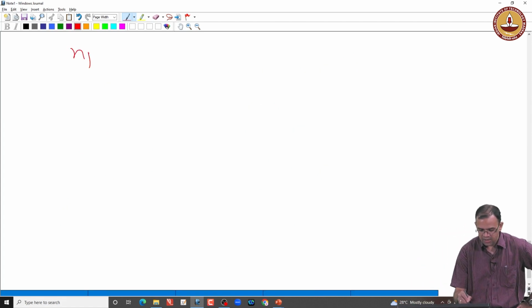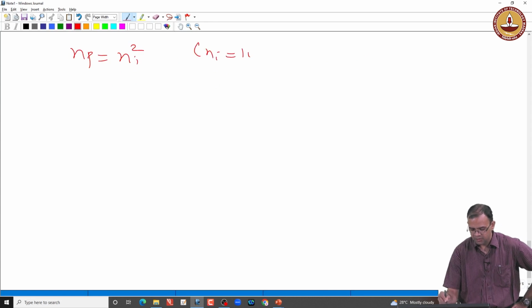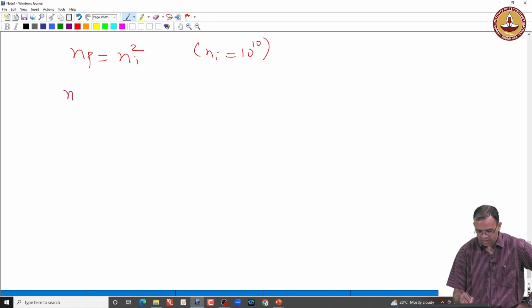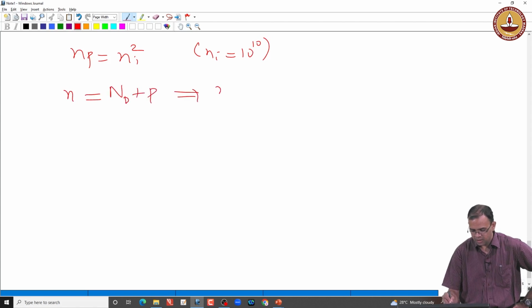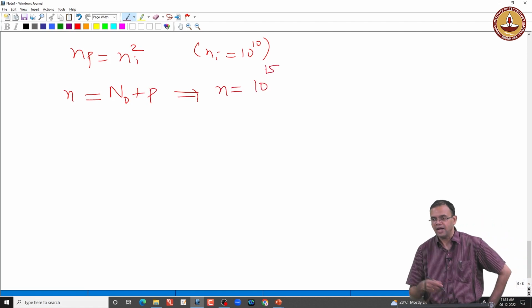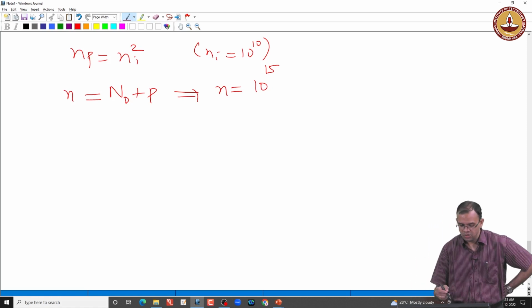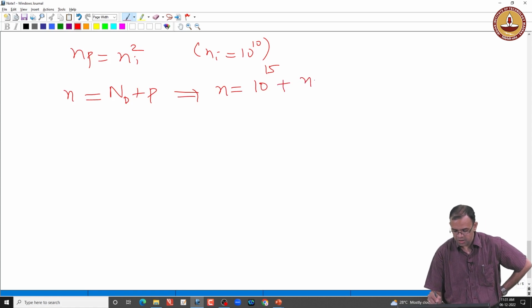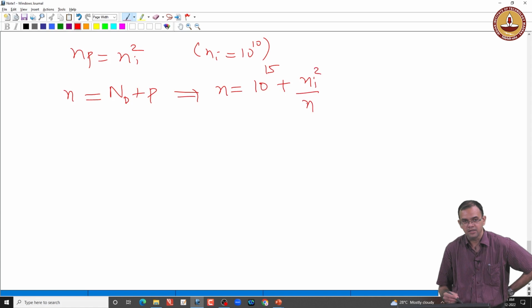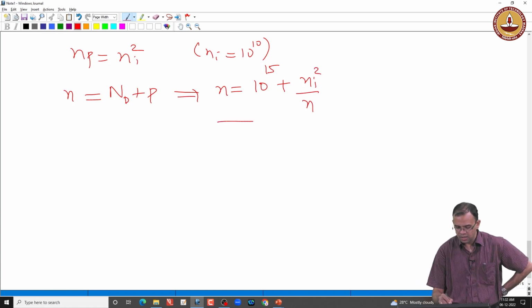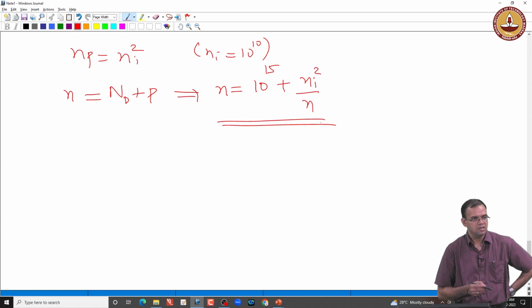So I will just take a new page. We have the law of mass action, Np equal to Ni square. Remember, Ni is 10 power 10. N is equal to Nd plus P. N is equal to, Nd is 10 power 15. This is the number of antimony atoms that we have added, each of which gives 1 electron, plus P, which is Ni square over N. So this is actually a quadratic equation that we can solve.